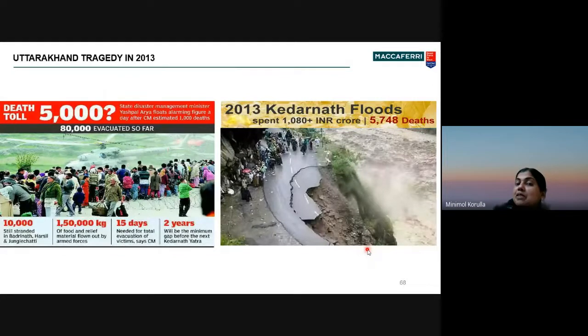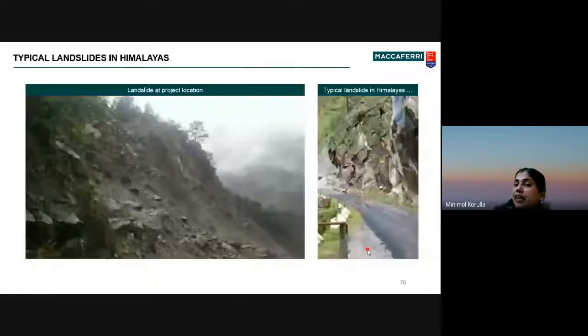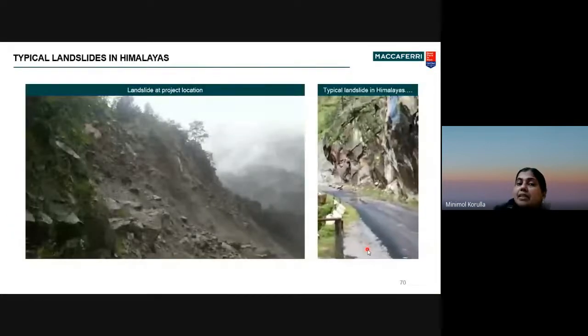So Mumbai Pune Expressway, that is what you are seeing. The second is for Uttarakhand. In 2013, a big flood happened, and in a lot of places.